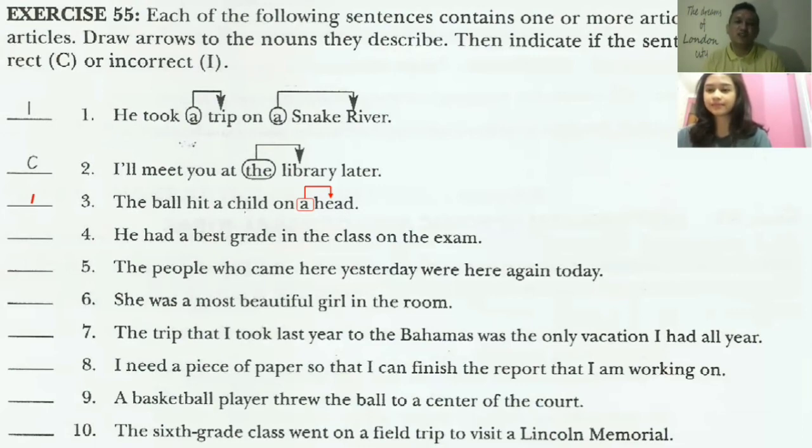Is it correct or incorrect? Incorrect. Incorrect too. Good. Which one do you think is wrong? A best grade, the class, or the exam? A grade. Okay, yes, the grade. Why is a grade wrong? Because that grade is from the exam. Okay, because that's the grade from the exam. Good. Now let's continue to number five. The people who came here yesterday were here again.